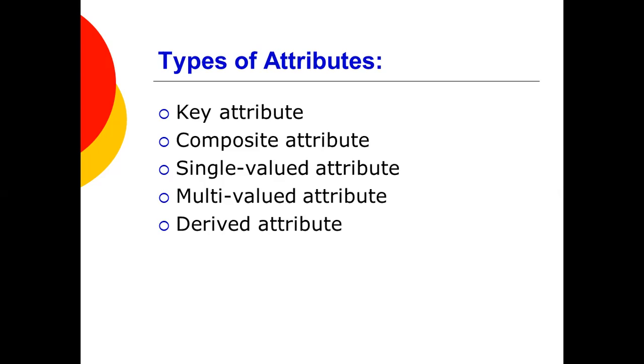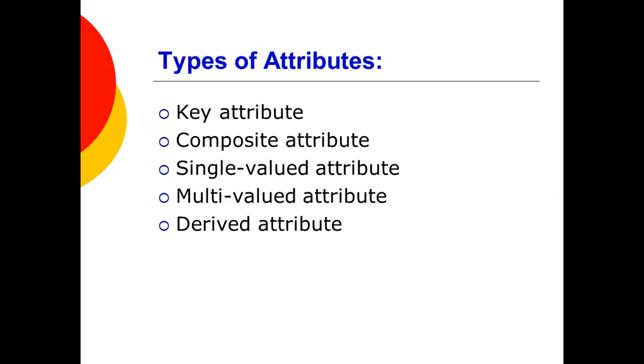Similarly, the composite attribute is another type. For composite, I will give you an example of a combined attribute. Single valued means only a single value, those have only one value. Multi-valued, those have several values. Now I will give you an example for each one, from key attribute to derived attribute.